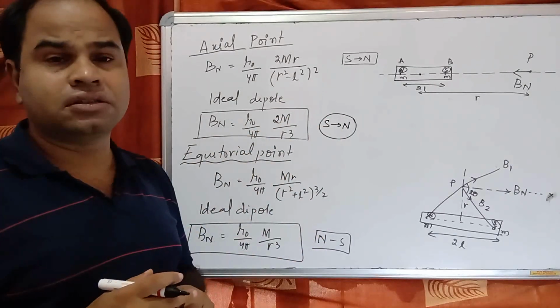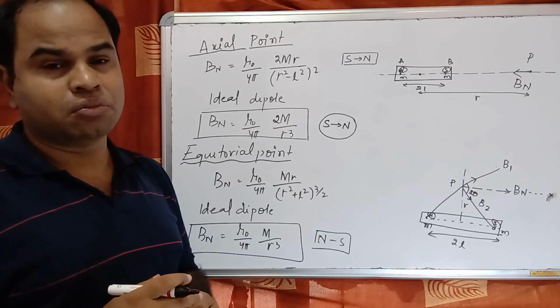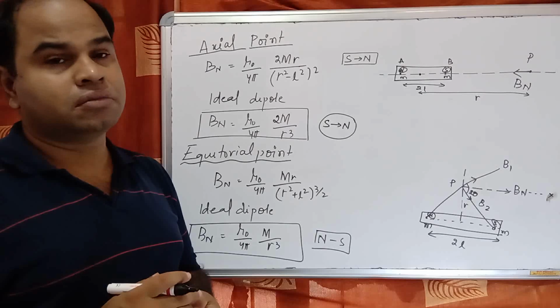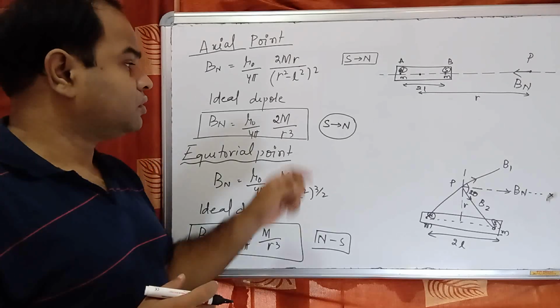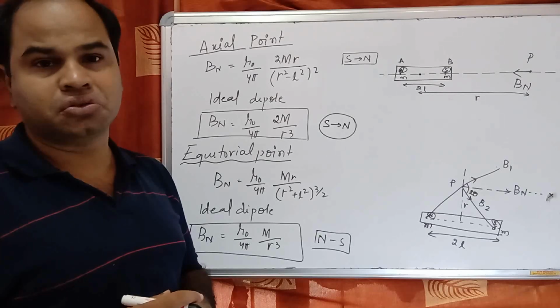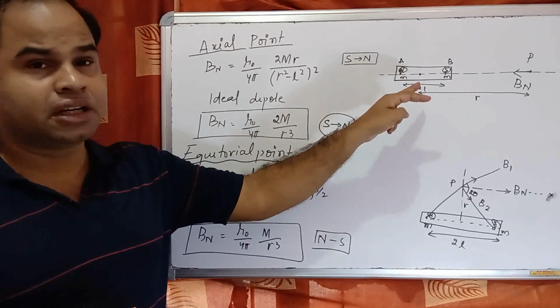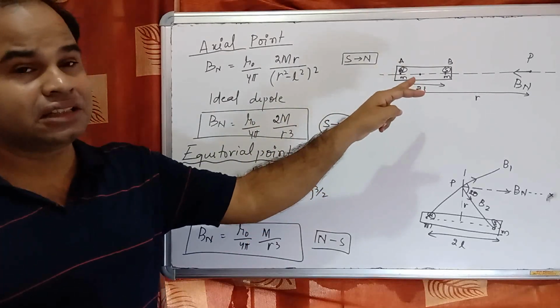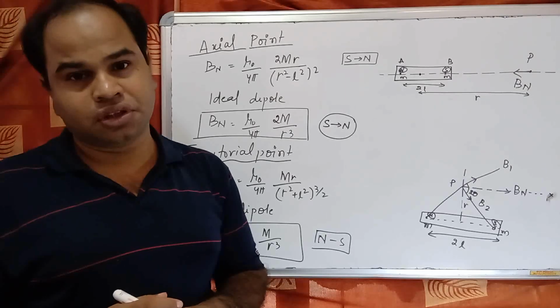Remember that the magnetic dipole moment direction is also from south to north. So the direction of the magnetic dipole moment and the net magnetic field due to the bar magnet at any axial point is the same, that is from south to north.